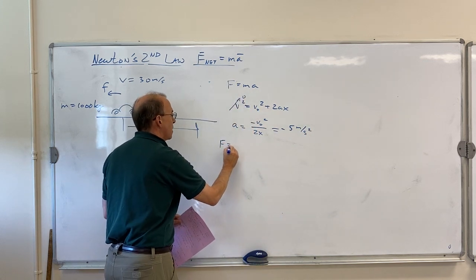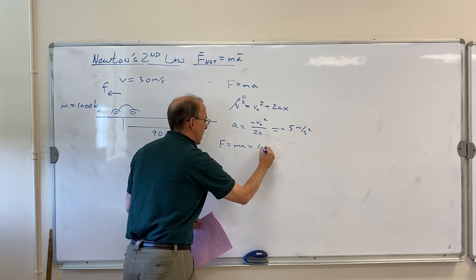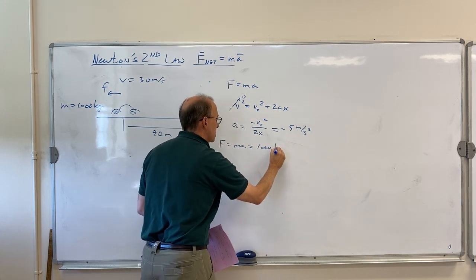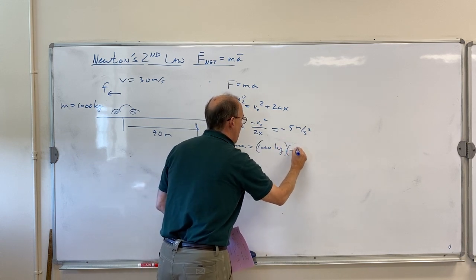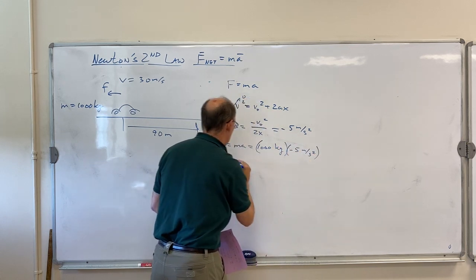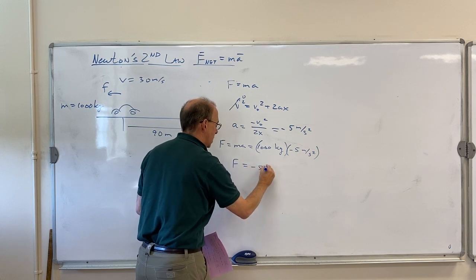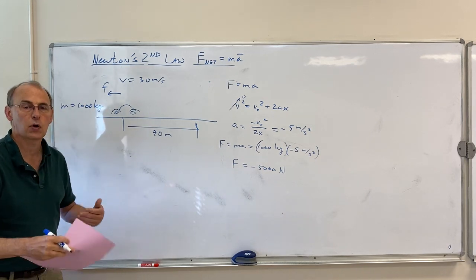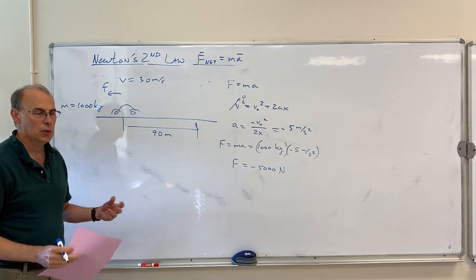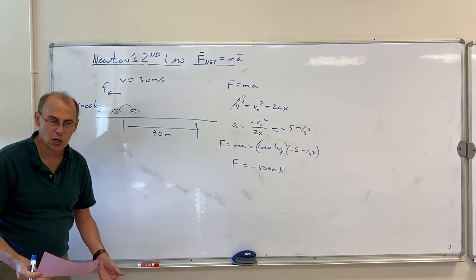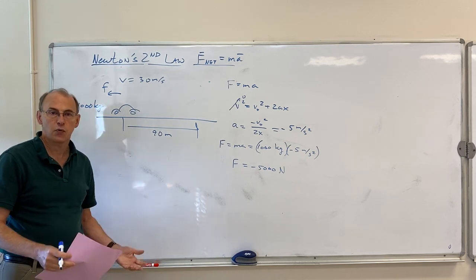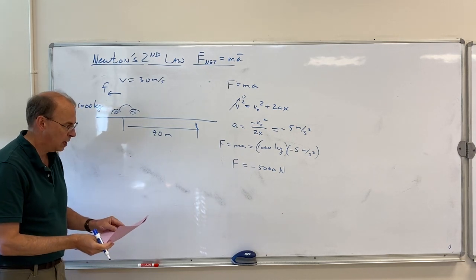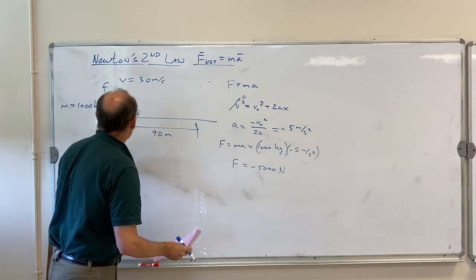So now F is ma, which is 1,000 kilograms times minus 5 meters per second squared. This says the force we need is minus 5,000 newtons. That's how much force it takes to stop the car. See how we've learned more than the previous chapter where we knew acceleration, we knew how rapidly it needed to stop. Now we know how much force it takes to stop it, which could tell us something about the surface or the tires. Okay, so there's one case of F equals ma.